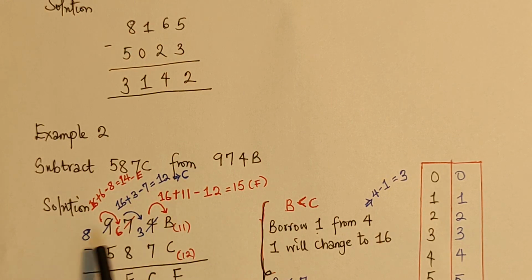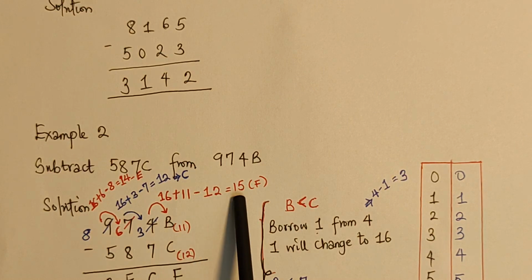Now this is B minus C. For you to easily subtract from this, you have to convert it to decimal form. So we have this to be 11 and this to be 12. 11 minus 12 will be impossible. This is why I said B is less than C. All we need to do is to borrow 1 from 4 and take it over. When you borrow 1 to this value, it becomes 16. So now we are going to have 16 plus 11 minus this 12. So this is 27 minus 12, which will give us 15.